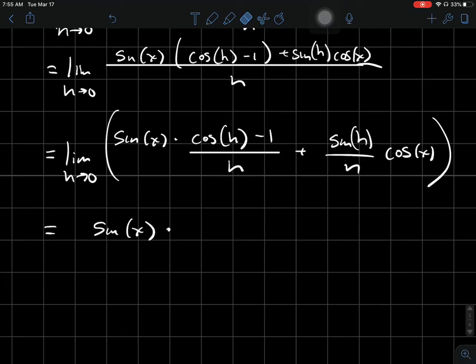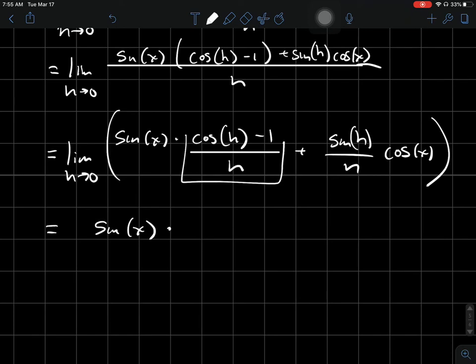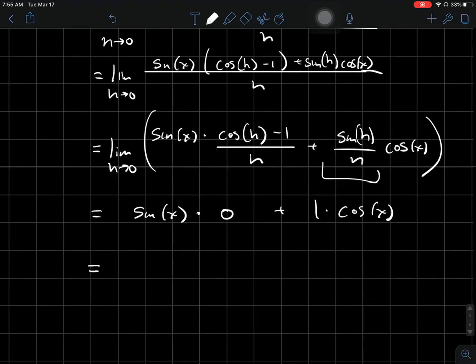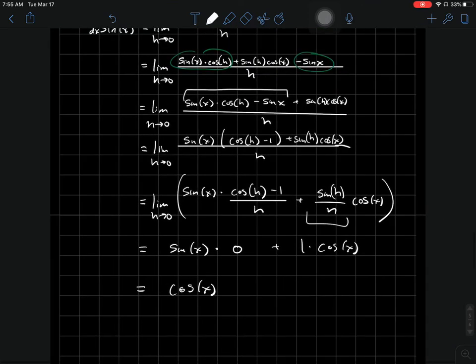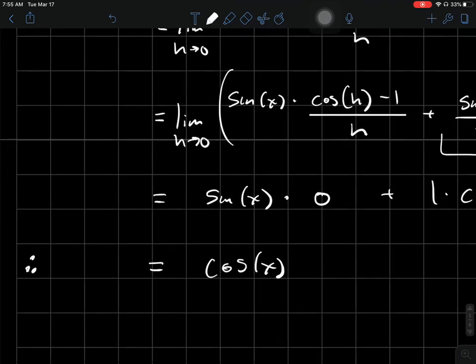We learned earlier that this limit, cosine of h minus 1 over h, as h approaches 0 approaches 0. We learned earlier that this limit, sine of h over h as h approaches 0, approaches 1. So now we have sine of x times 0, which is 0, plus 1 times cosine of x. That just makes that cosine of x. So in conclusion, we have just proven that the derivative of sine of x is cosine of x.